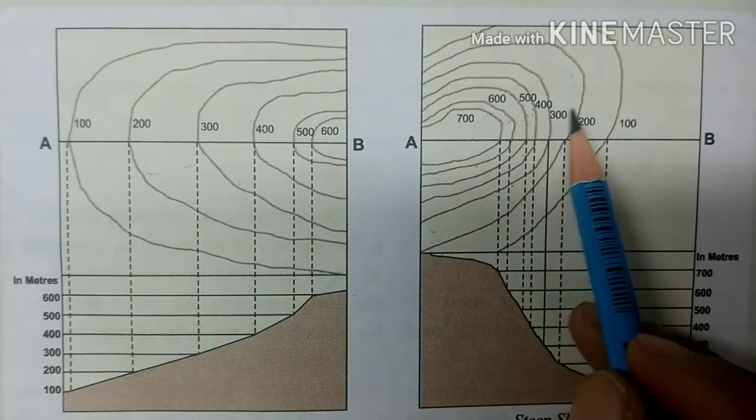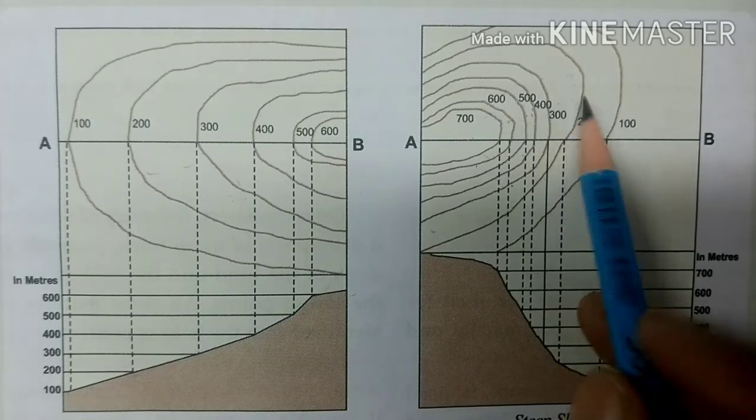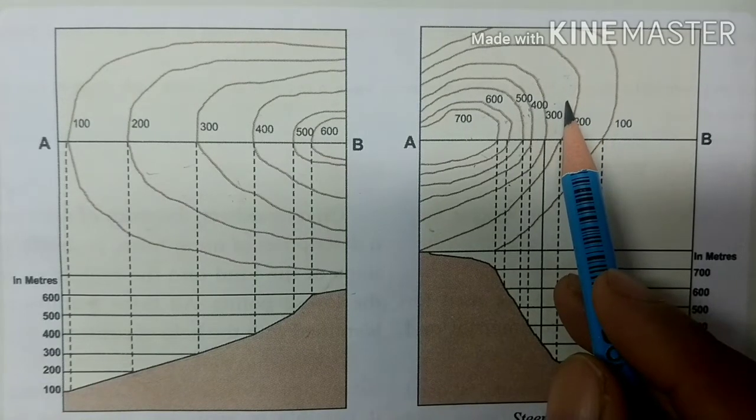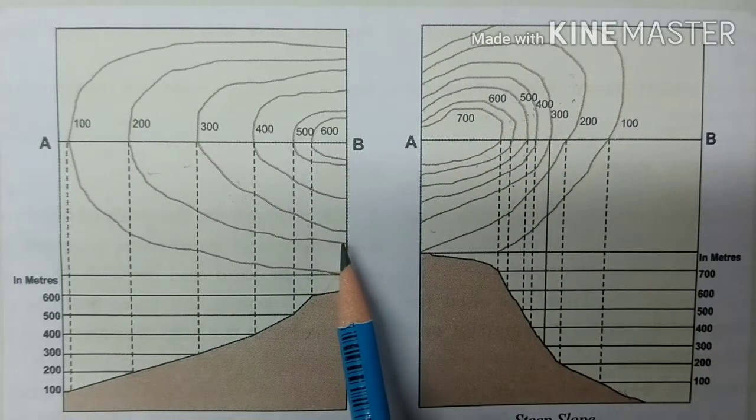And you can also see a difference between two contour lines. This difference is called the contour interval. Always remember, contour lines are only shown in a brown color, and these are curved lines.